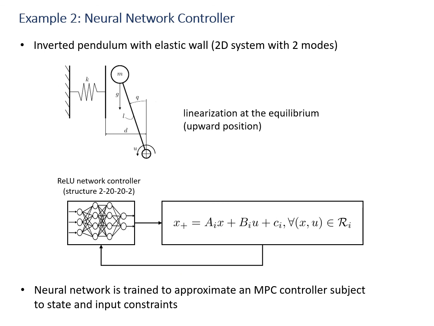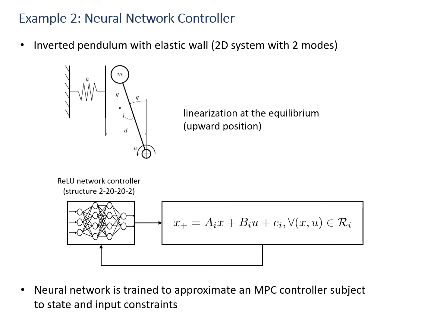As a second example, we considered an inverted pendulum with elastic walls. This system is a nonlinear hybrid system with 2 modes. The first mode is in contact with a wall, and the second is not in contact with the wall. After linearizing the dynamics at the equilibrium point, we obtain a piecewise affine approximation of the system and design a hybrid MPC controller with state and input constraints.